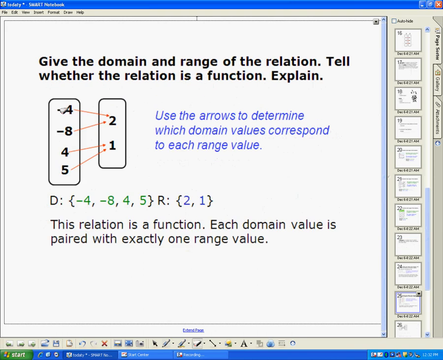Here, if x is -4, y is 2. If x is -8, y is 2. That's okay. They're different x values. They can have the same y value, but they're different x values. If x is 4, y is 1. If x is 5, y is 1. That is okay. So our domain here would be -4, -8, 4, and 5, and the range is 2 and 1. This is an example of a function.